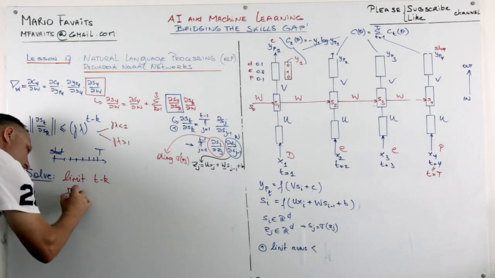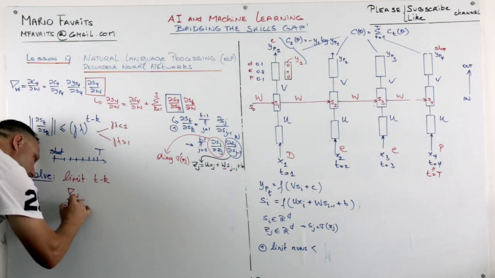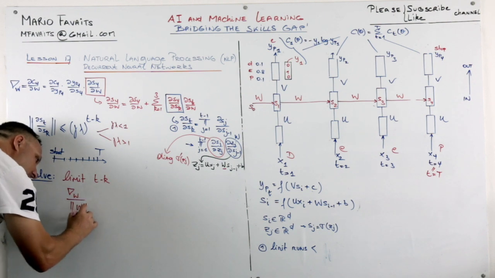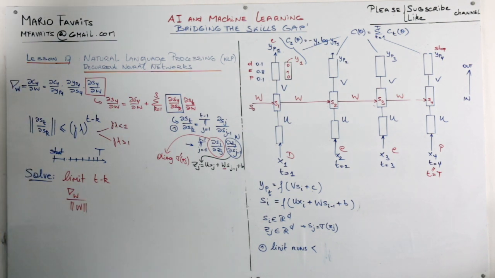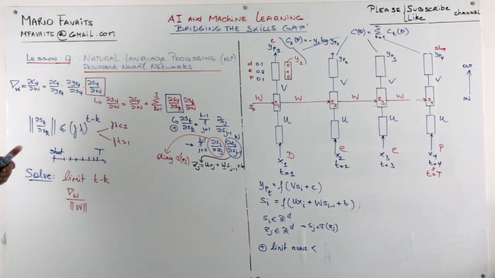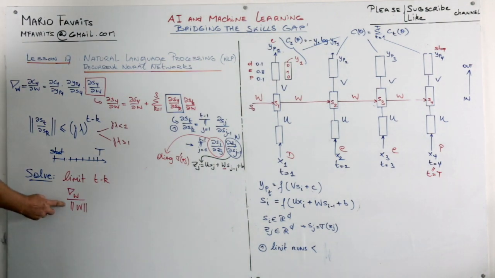So you have your gradient with respect to w. You divide it by the norm of that vector. Because you're not really interested in the value of the gradient, you're interested in the sign of the gradient. What do you have to do, go left or right? So one good trick is also to normalize.